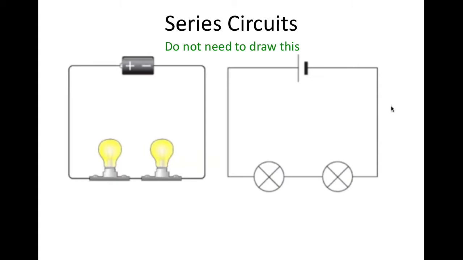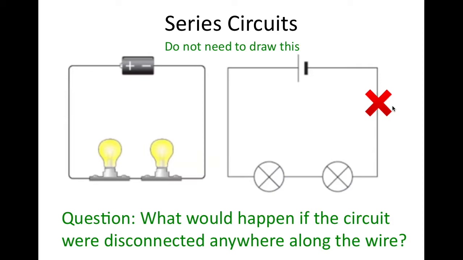Here's a question for you. Think about it and then check your answer. What would happen if the circuit were disconnected anywhere along the wire? It can be closed here, how about here, or just anywhere along this wire. Pretty much what would happen is that this circuit would not work.